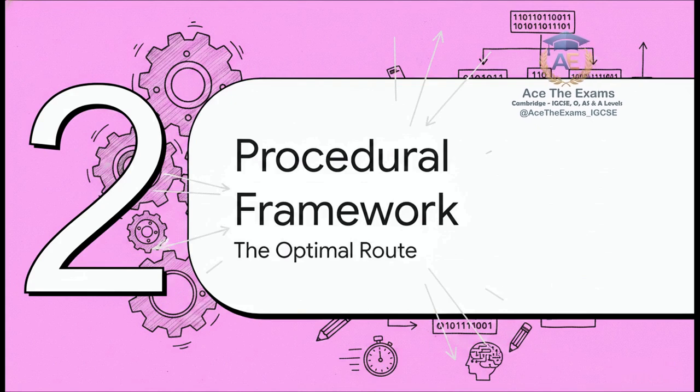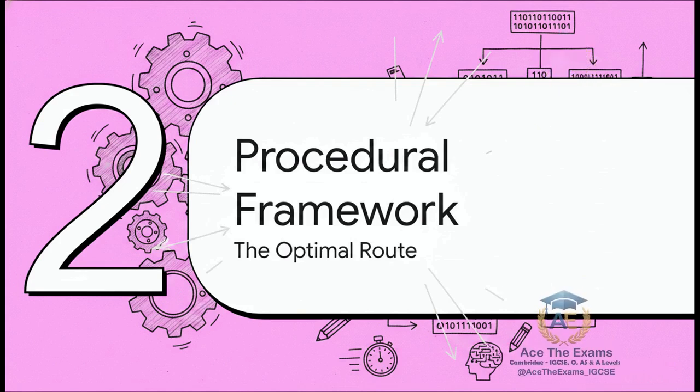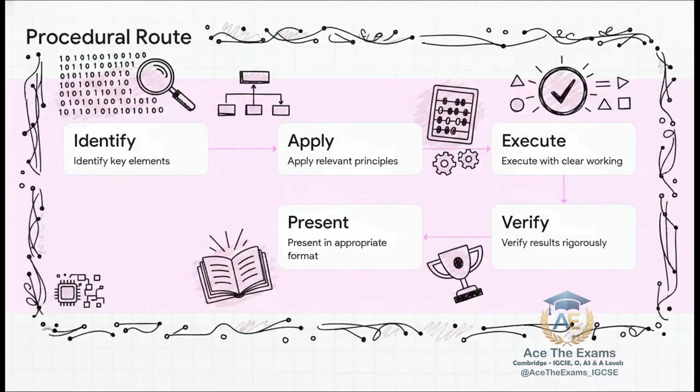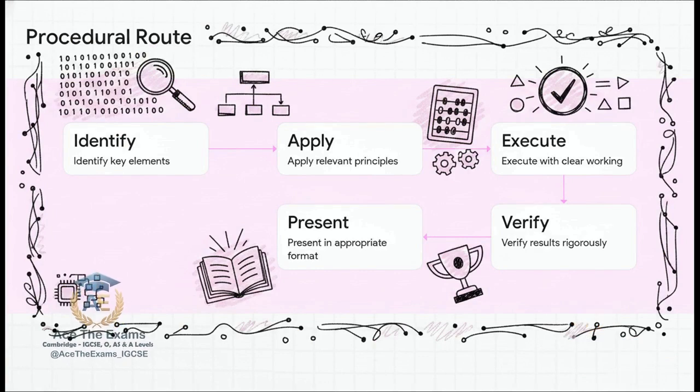Moving right along to Section 2, the optimal procedural route. Here is your exact step-by-step procedural framework, your combo sequence for tackling literally any conversion they throw at you. Step 1. Identify key elements. Extract the given integer from its binary, denary, or hexadecimal representation. Read the prompt carefully.